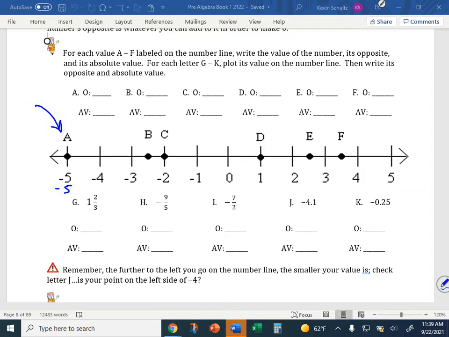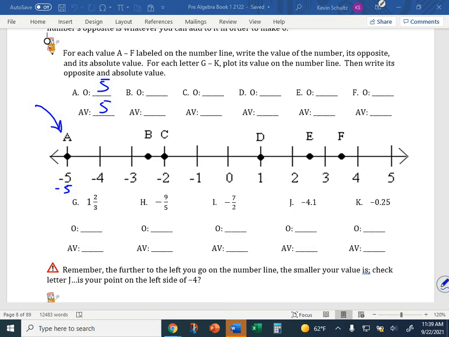Kylie? +5 is the opposite. And what's the absolute value of -5? Jeffrey? +5. Okay. Letter B, this one we do have to label for sure. What's the value of letter B on the number line there? Haley?